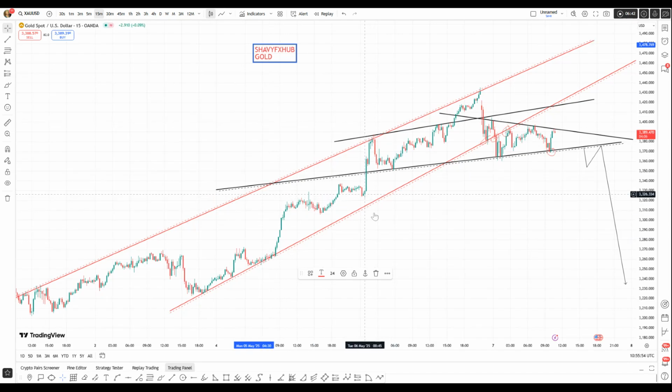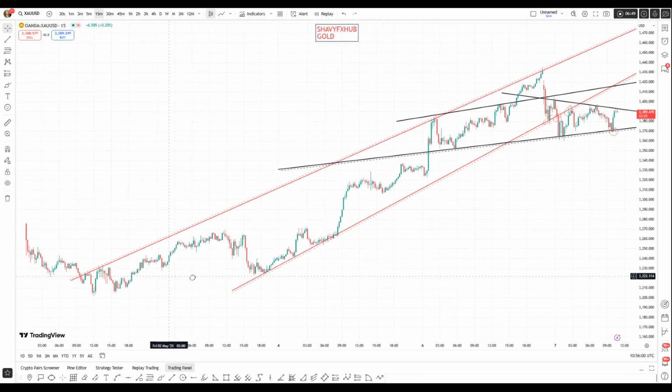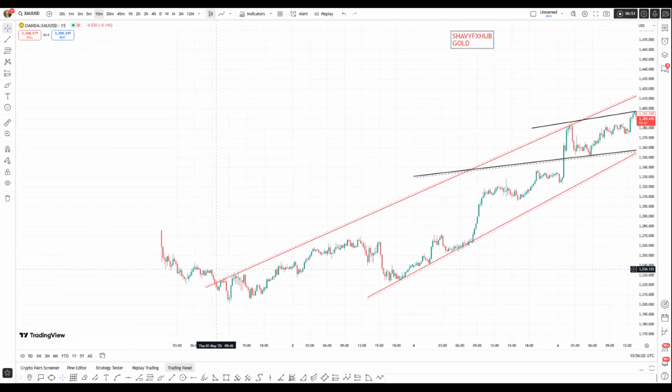Look at the buy from here, a buy from this level. After break of structure, price came back and retested it. And look at what that 15-minute did there. A significant move in the market.